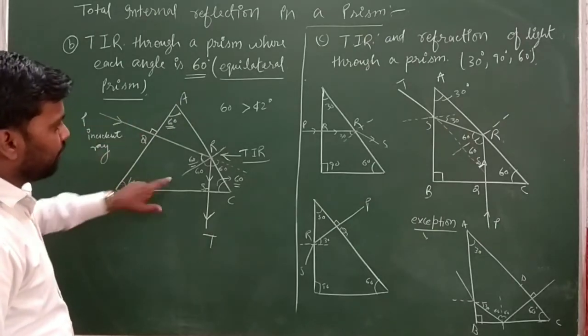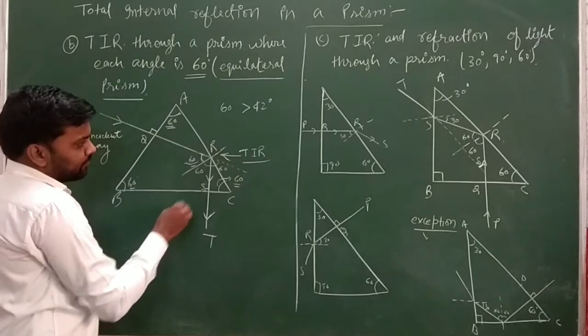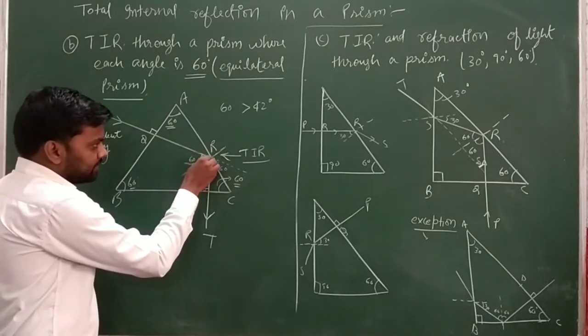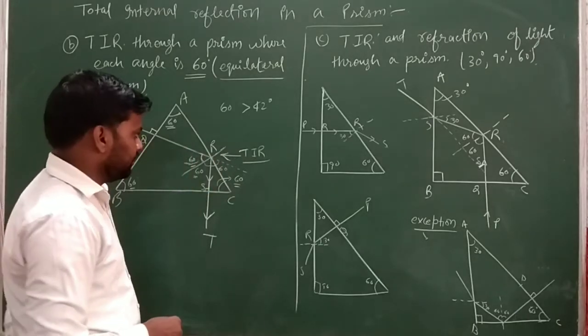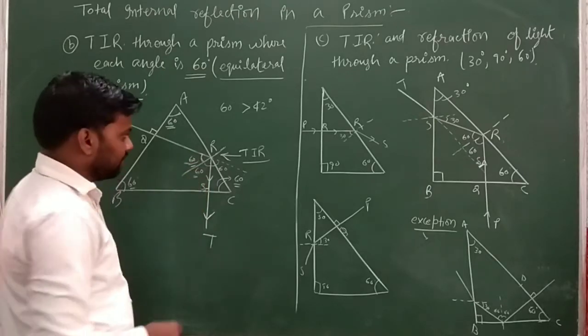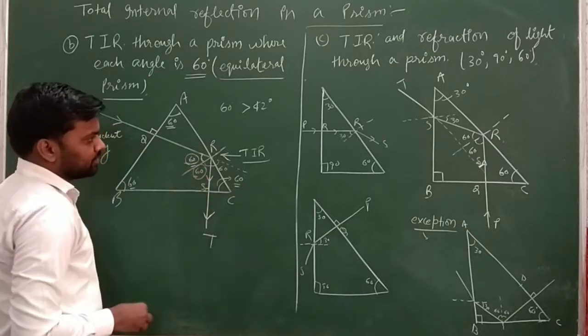Okay students, now the question is, it is 60, it is also 60. Why is it 60? We are saying that internal reflection. So what happens in internal reflection? The incident angle is equal to the reflected angle. So if it is 60, then it will also be 60.